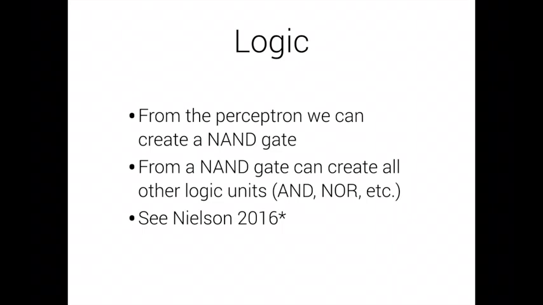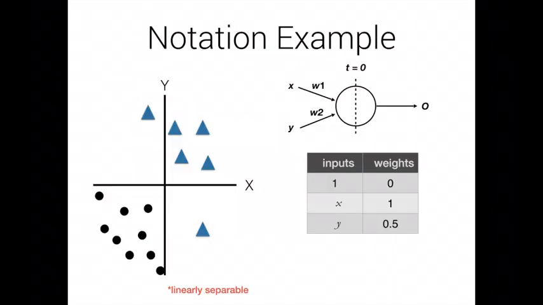And the importance of the NAND gate is that you can actually derive all other types of Boolean logical gates from a combination of NAND gates. Now, I'm not going to go through how that happens, but if you're interested, you can look up the Nielsen 2016 reference. They have a nice diagram of how you can derive all other logical statements from a series of NAND gates.